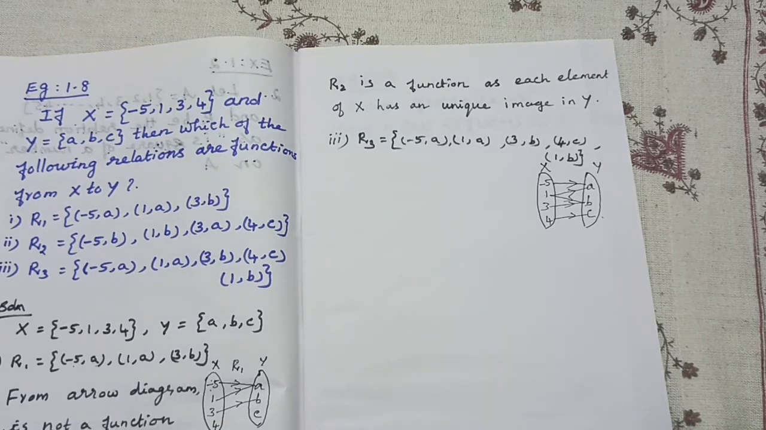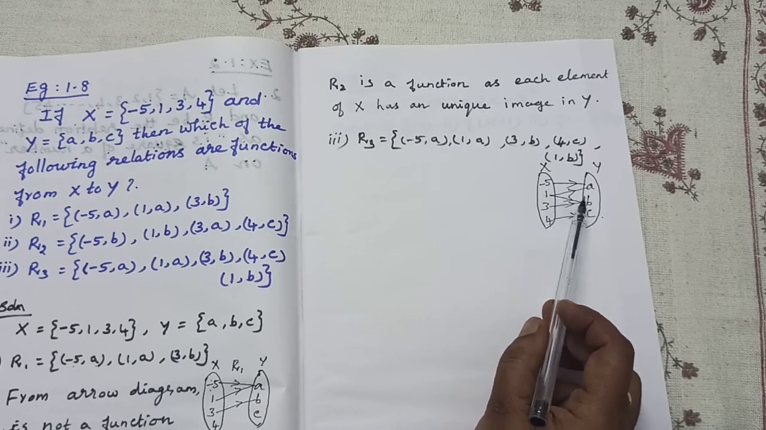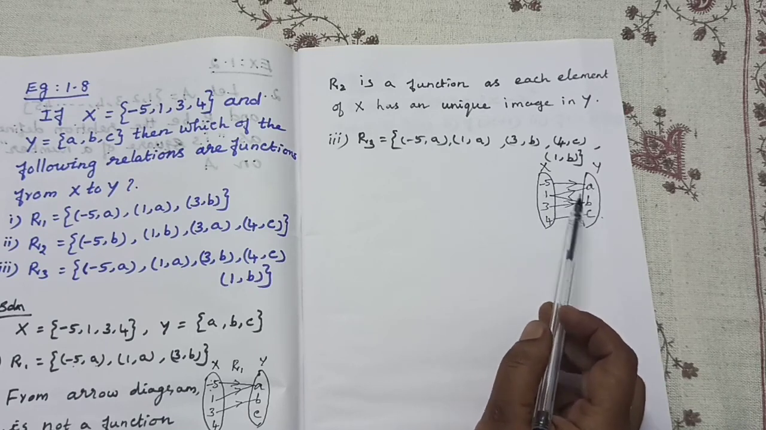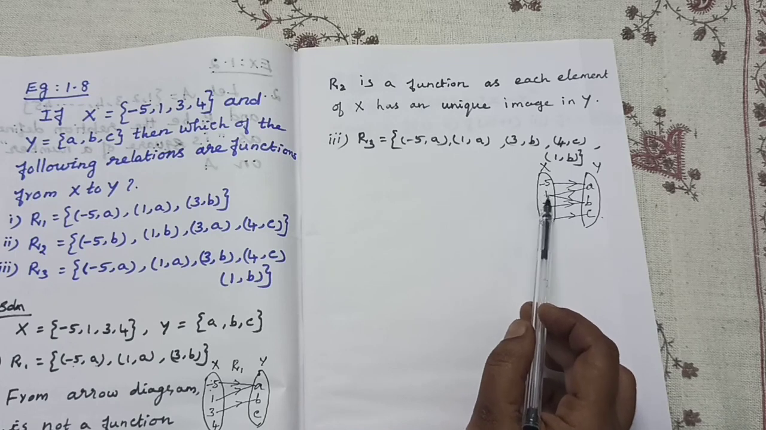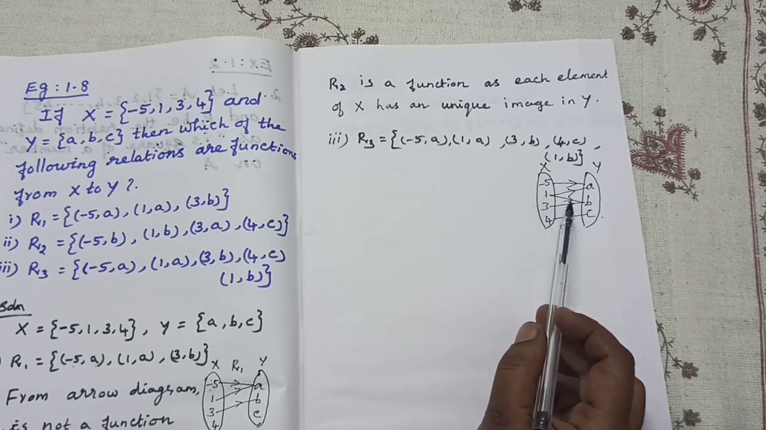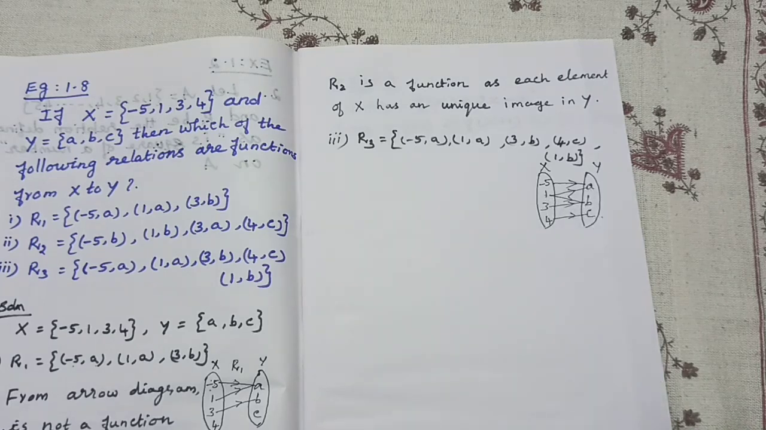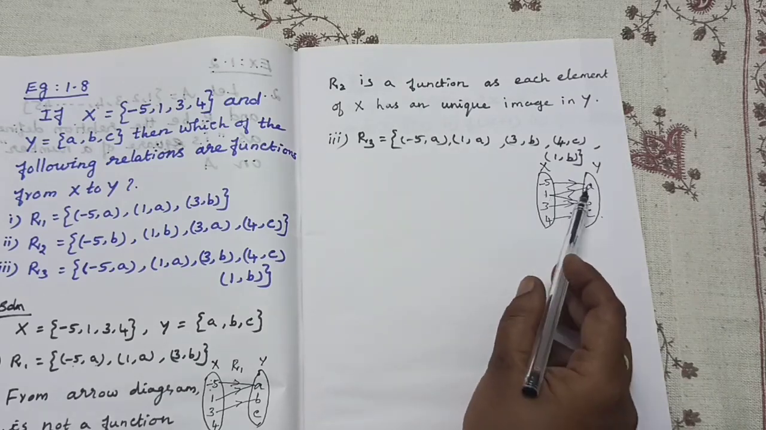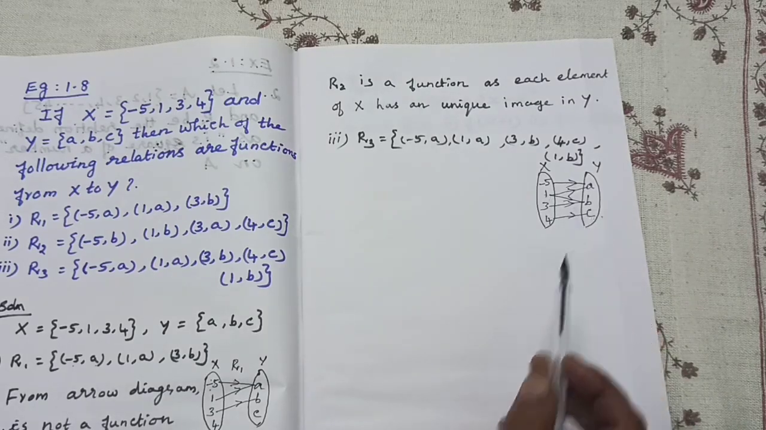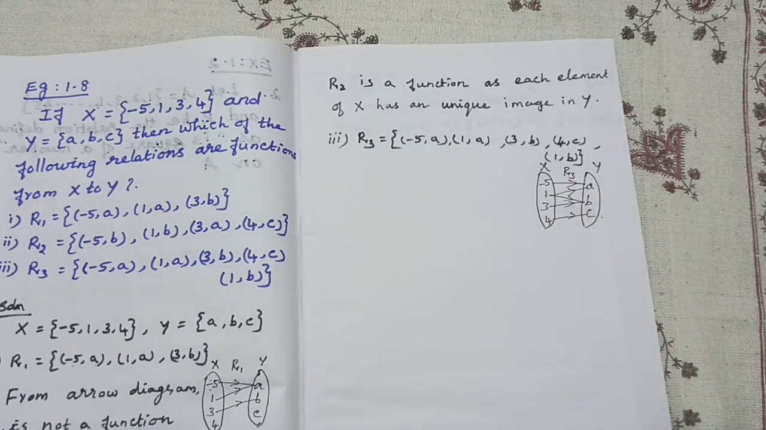No, it is not a function. Why? What's the reason? You see here, 1 belonging to X has 2 images. This 1 is in X, isn't it? This 1 has 2 images. So it is not a function. Have you understood? This 1 has 2 images, so it is not a function. Okay. Then for relation R3, you should write it.